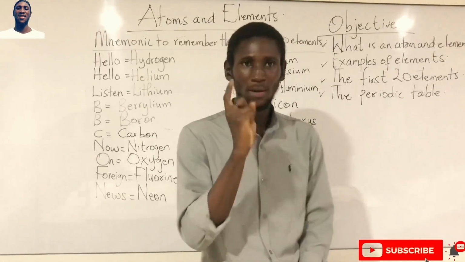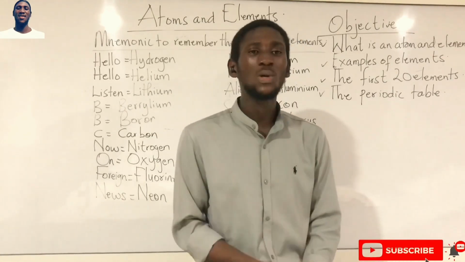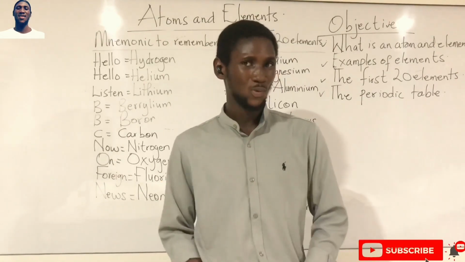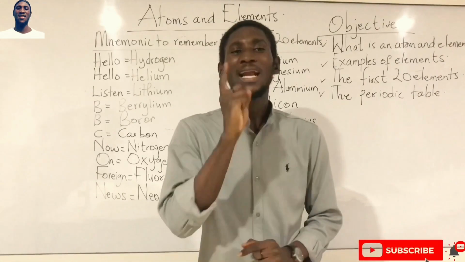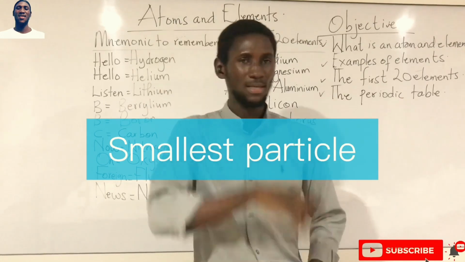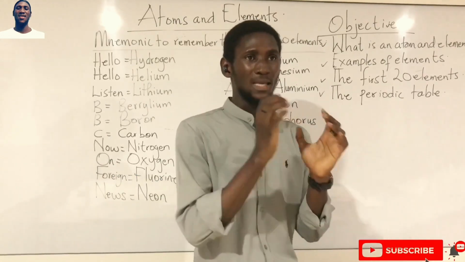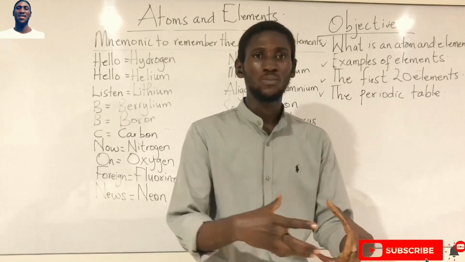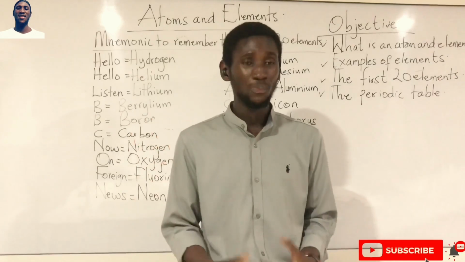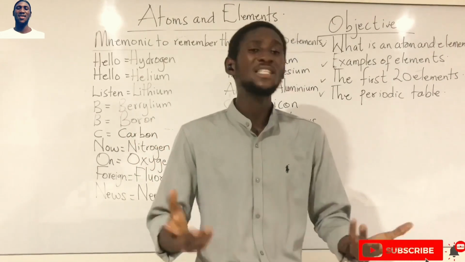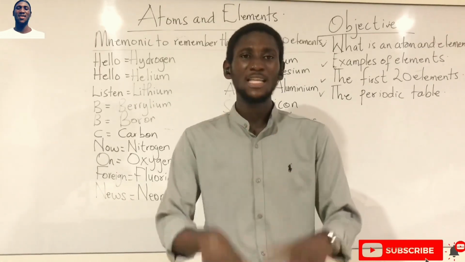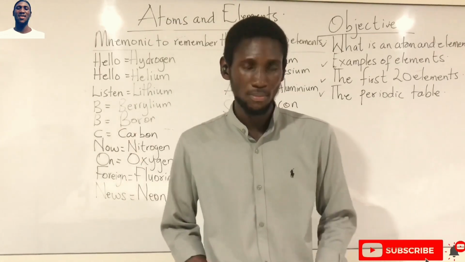Now, what a cell is to an organism, that is what atoms are to elements. So what do you think atoms will be? Guess? An atom is the smallest particle of an element. Remember we said that cells come together to form an organism. That is what happens with elements. Elements basically are made up of tiny particles. Very tiny particles that the naked eyes cannot see.